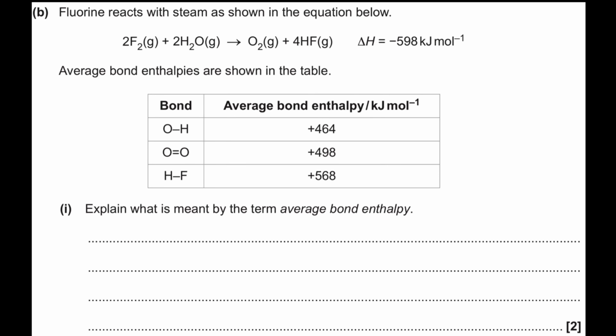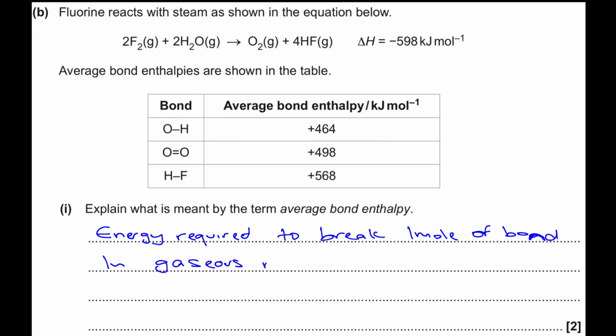Part B, fluorine reacts with steam as shown in the equation below, and the average bond enthalpies are shown in the table. Explain what is meant by the term average bond enthalpy. Well, the average bond enthalpy is the energy required to break 1 mole of a bond in a gaseous molecule. You get the 2 marks for the breaking of bond in gaseous molecule, especially 1 mole.